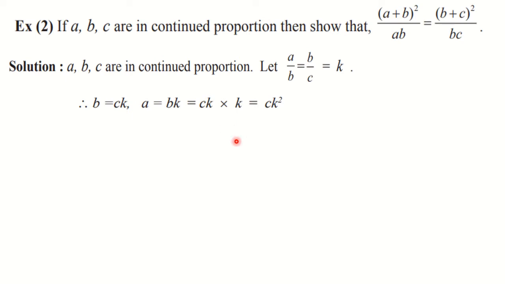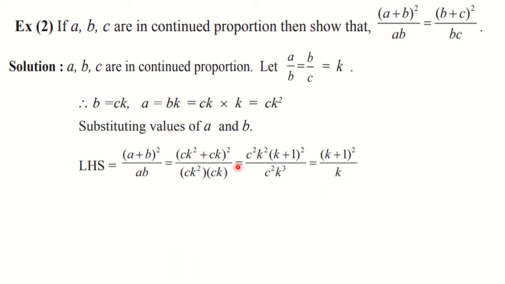Okay, so now let us substitute these values. B is equal to CK and A is equal to CK square in both the sides. We are going to evaluate these two sides separately, LHS as well as RHS. So let us first put in LHS, substituting the values of A and B. So first of all, take LHS. LHS is what? A plus B the whole square upon AB. So in place of A we are writing CK square, and in place of B we are writing CK.